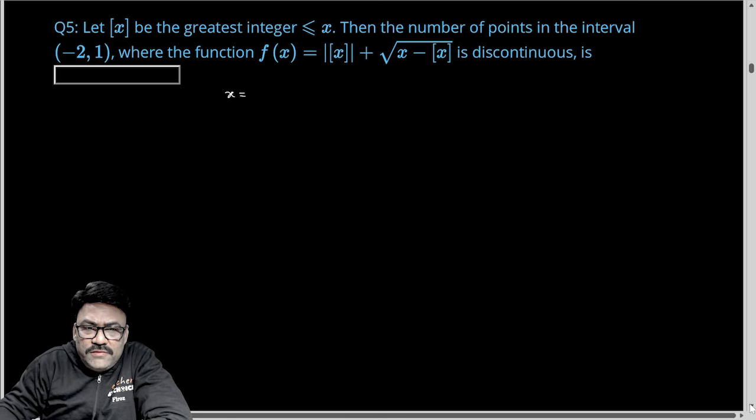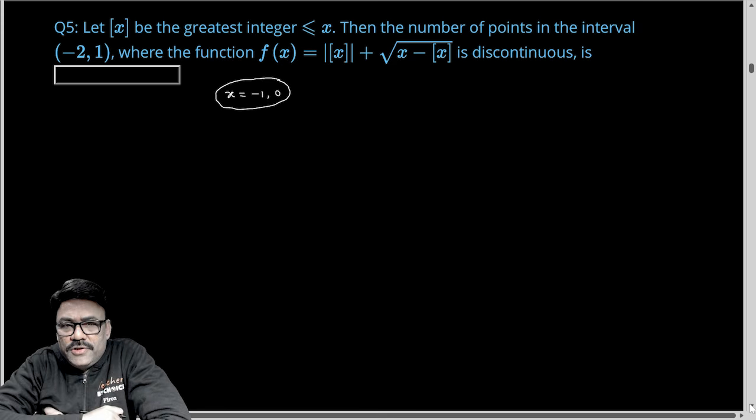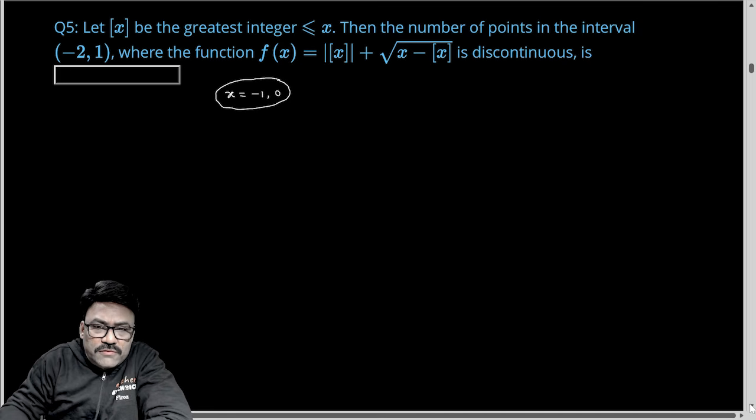What are the integral points? Integral points are minus 1 and 0. So these are the 2 points where you have to check the continuity. I'm not saying that at these 2 points the function is discontinuous. First, I have to check whether at these 2 points the function is continuous or not. No need to check at other points. So let's check at x is equal to minus 1 first.